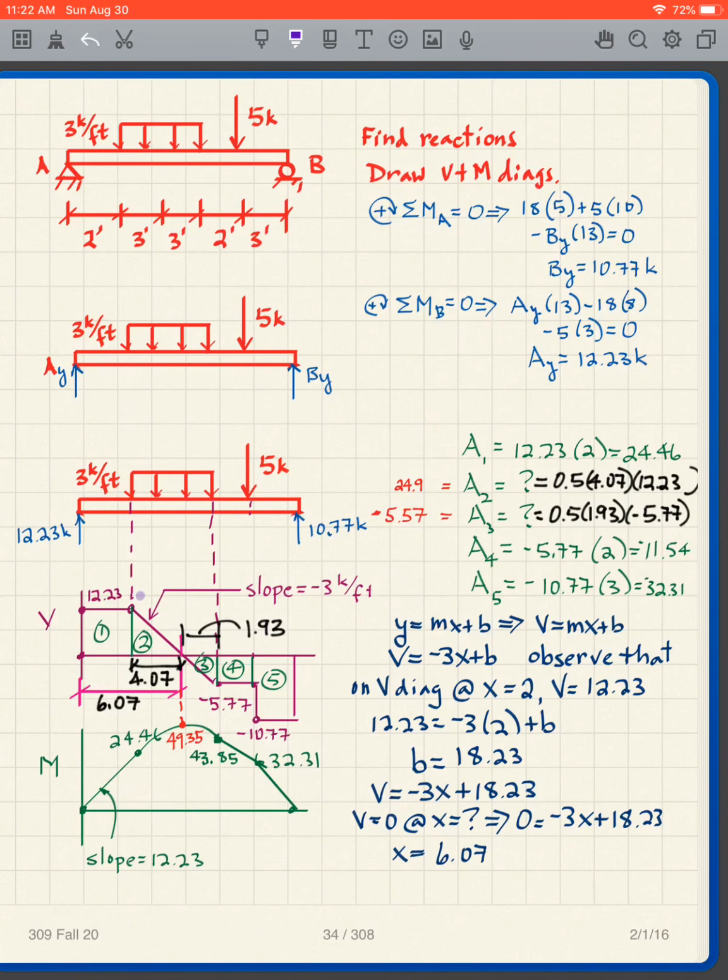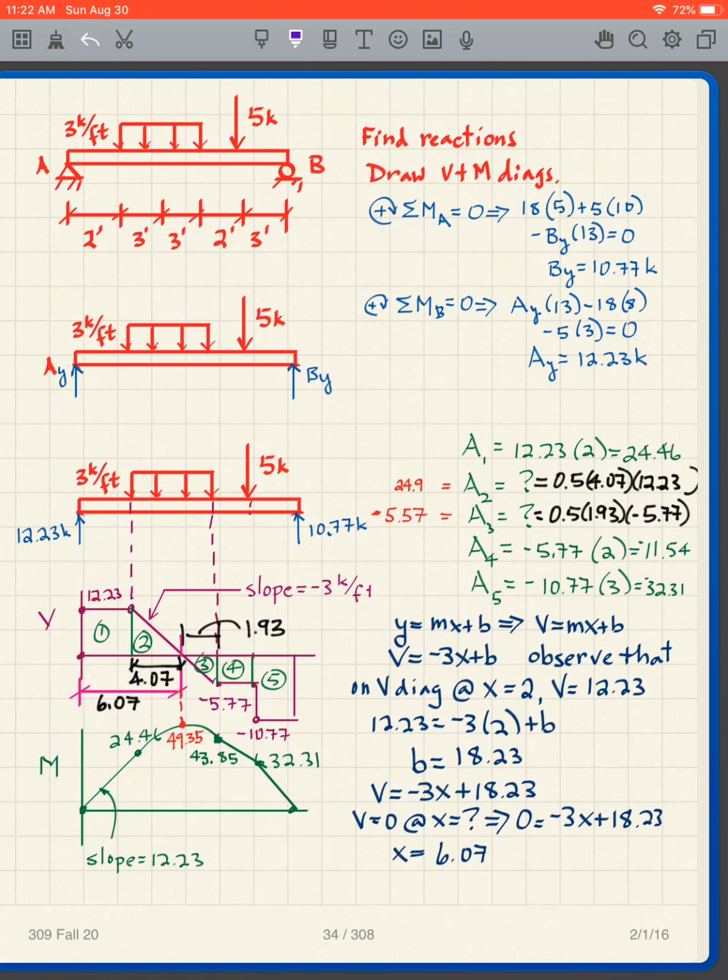I need to get the equation of this line because I need to get this x value there. So now it's a little bit trickier. I go that y is equal to mx plus b, which is v is equal to mx plus b. I know that the slope is negative 3, so I get negative 3x plus b. And now the b is not easy because it doesn't touch the intercept.